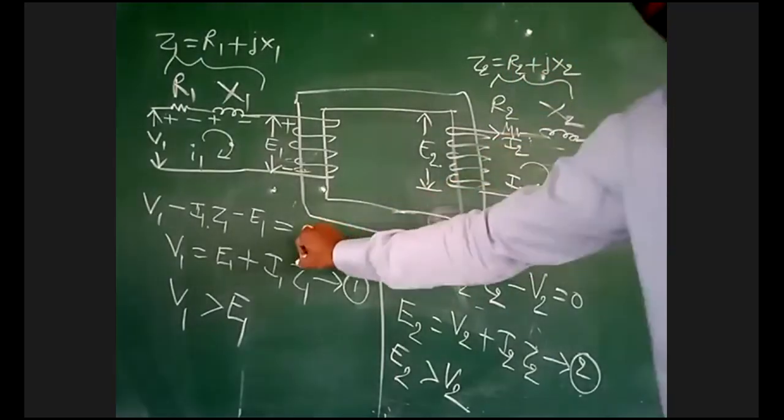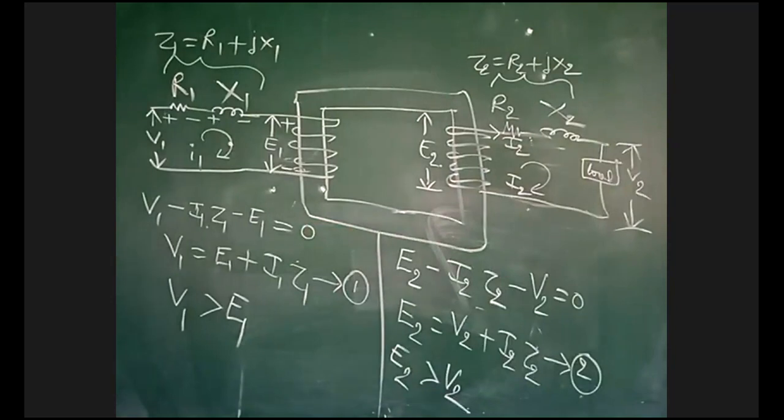Here I1 into Z1 is the voltage drop in the primary winding. In the secondary winding, voltage drop is I2 Z2. Some voltage is dropped across the winding. And E1 is the induced voltage in the primary winding. E2 is the induced voltage in the secondary winding.